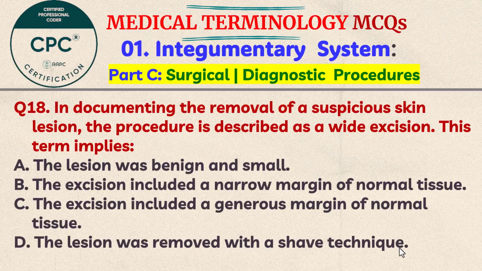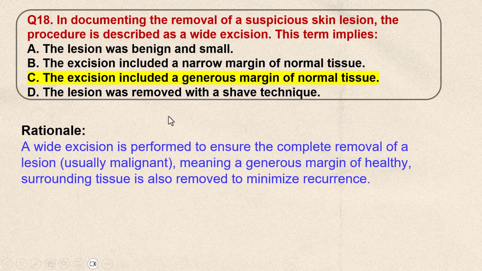Question number 18. In documenting the removal of a suspicious skin lesion, the procedure is described as a wide excision. This term implies A. The lesion was benign and small, B. The excision included a narrow margin of normal tissue, C. The excision included a generous margin of normal tissue, D. The lesion was removed with a shave technique. Think the answer. The correct answer is C.